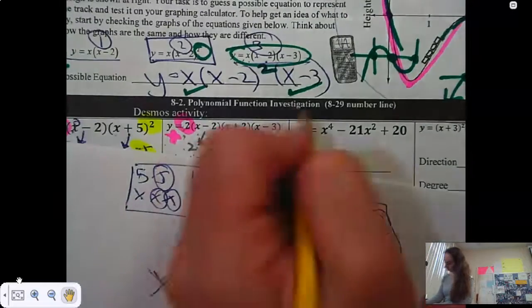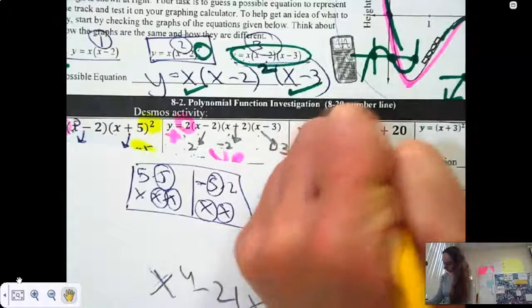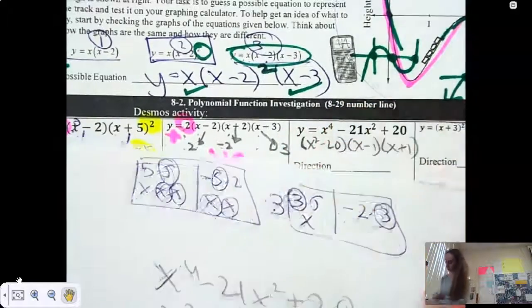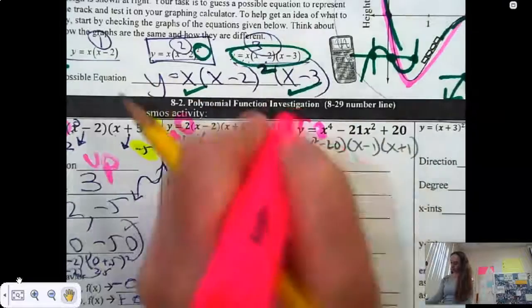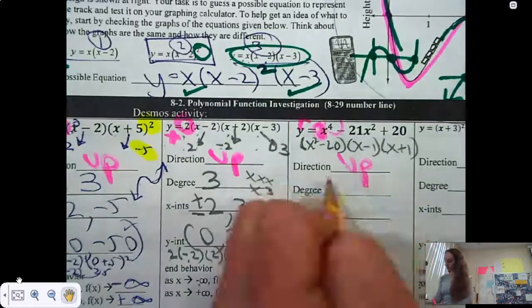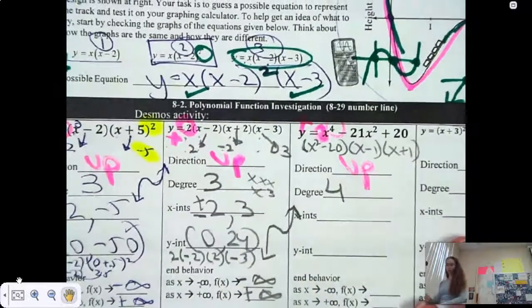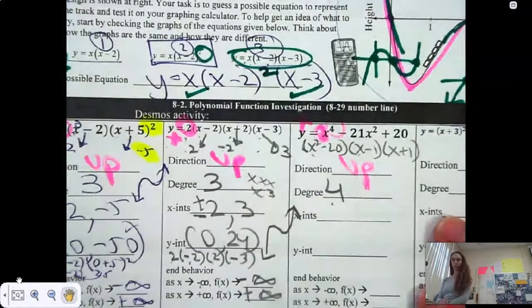So I'm going to write this in factored form right here, just so you can see that. x squared minus 20, x minus 1, x plus 1. All right, direction. Direction is positive, so that's up. The degree, they told me right there, is 4. And some of you go, well, how did you know that if it was in factored form? 1x and 1x, that's 2. Plus another 2 makes 4.